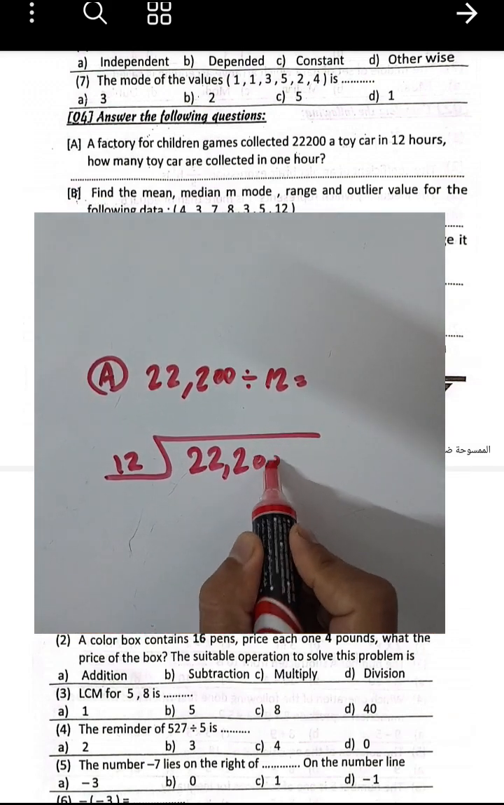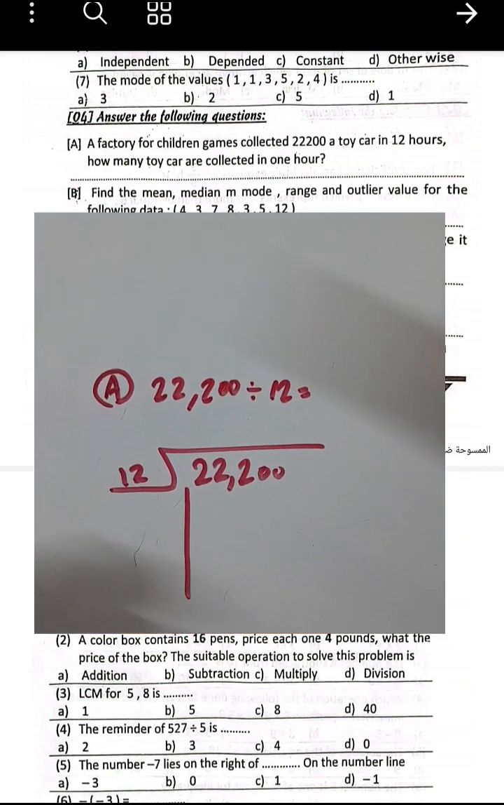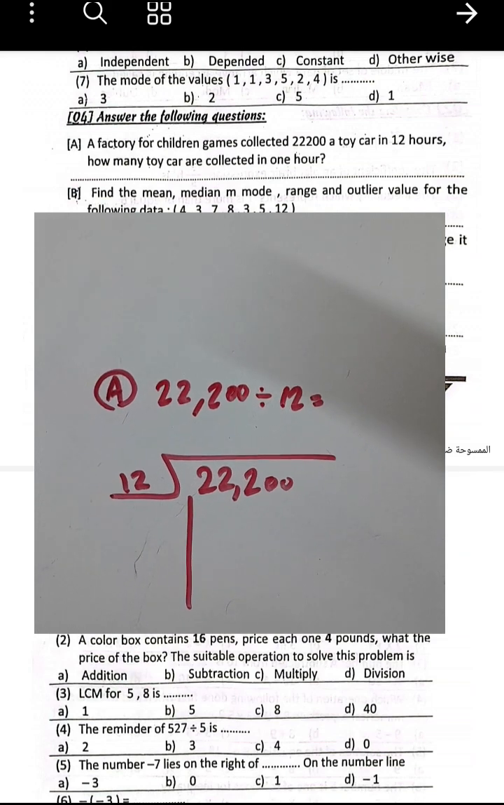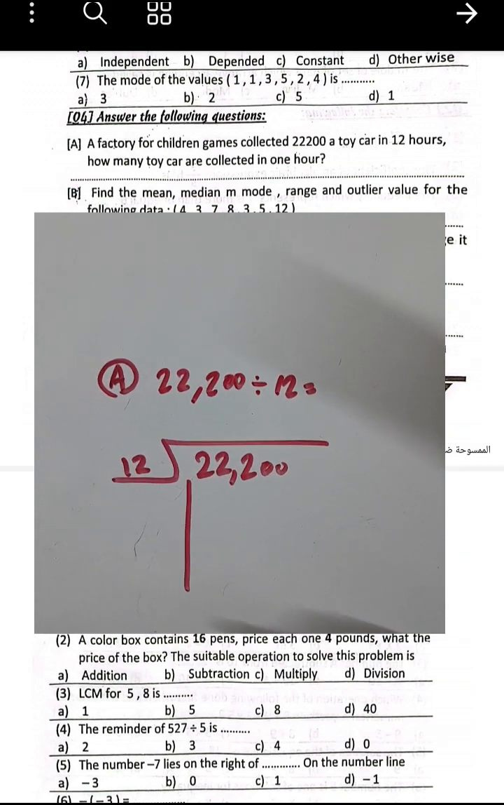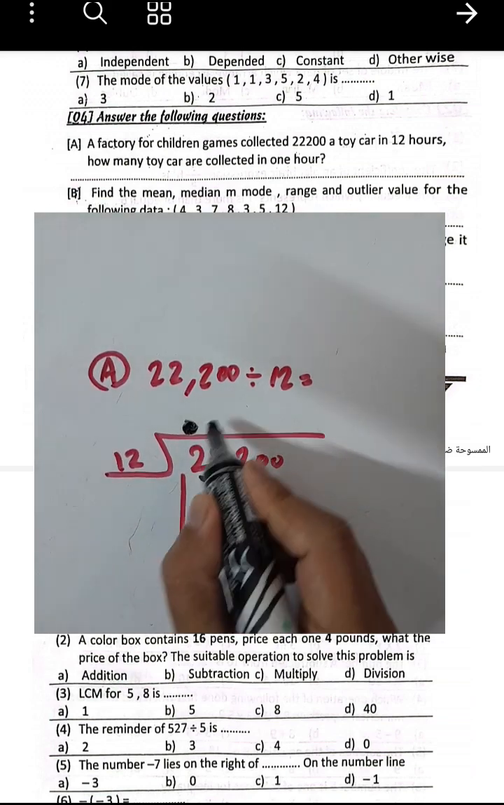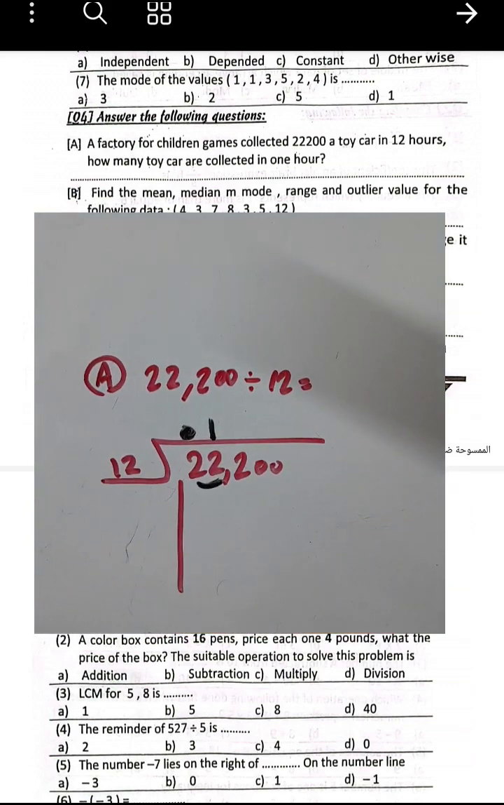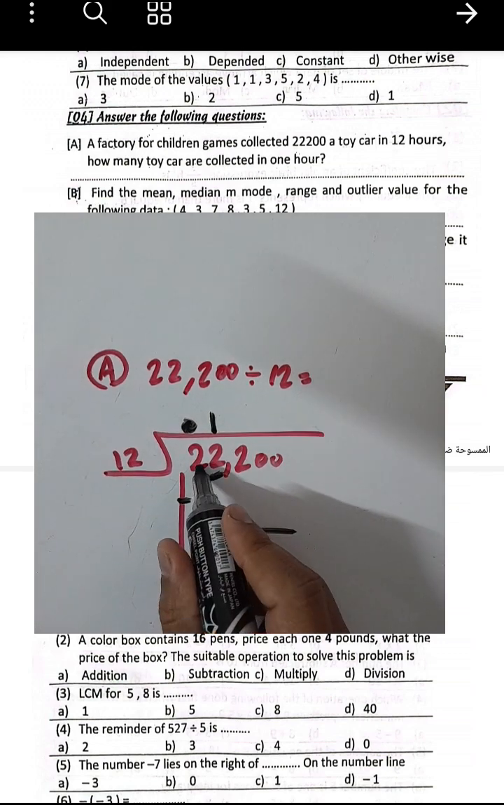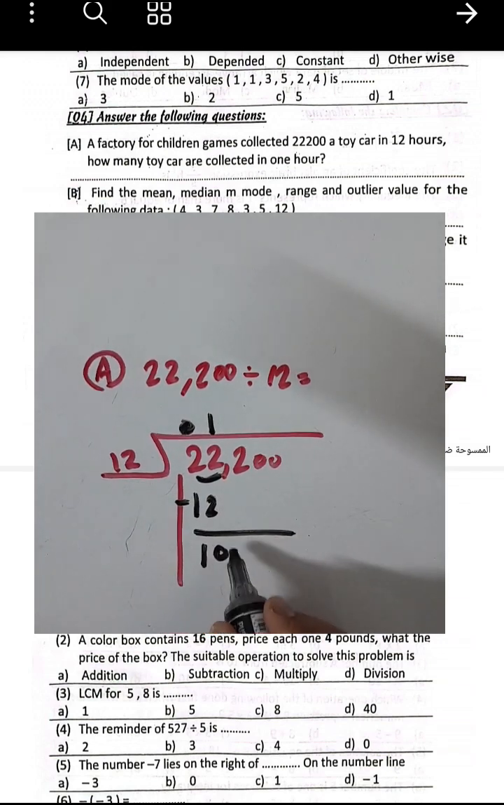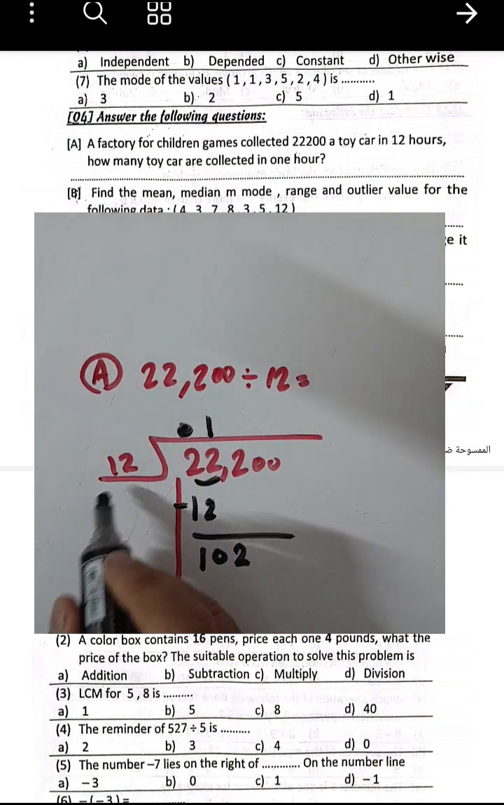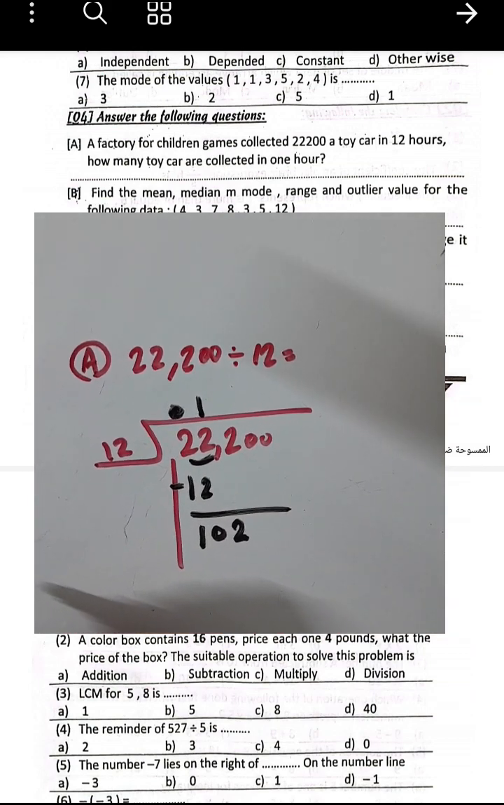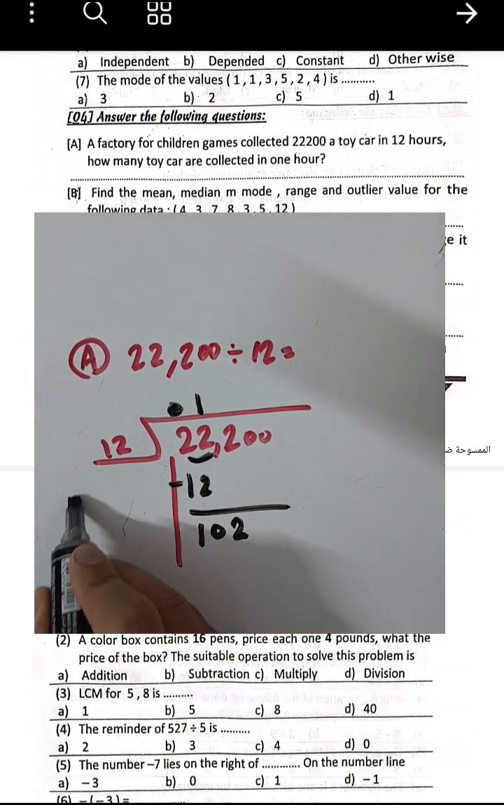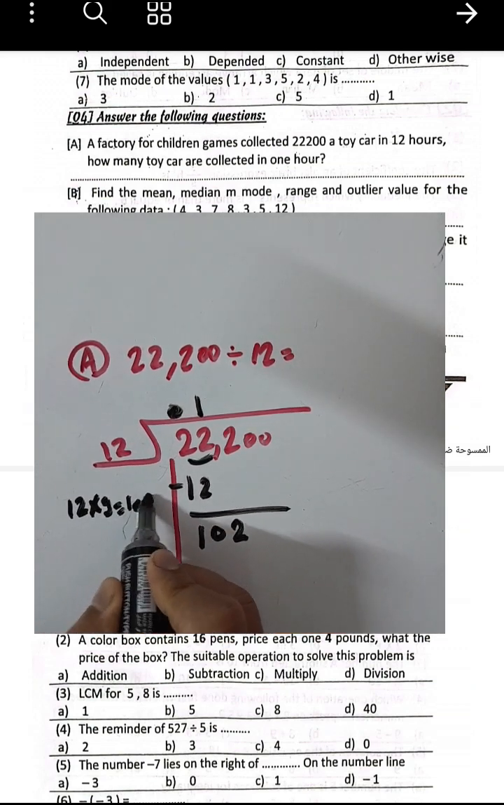22,200 divided by 12. 22 divided by 12 here, we can write 0, and 22 divided by 12 will be 1. 1 times 12 will be 12. Find the difference between them. 2 minus 2 is 0. 2 minus 1 equals 1. Write 2 here. 102 divided by 12. We can write 12 times what? It will be nearest to 12 times 9, which is 108, greater than this number.